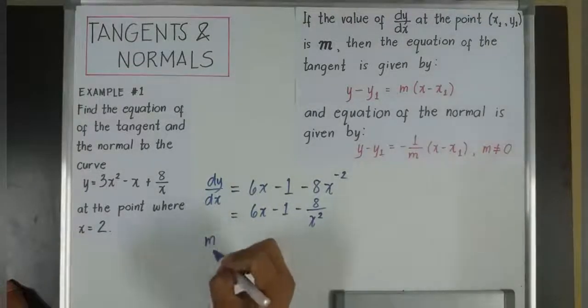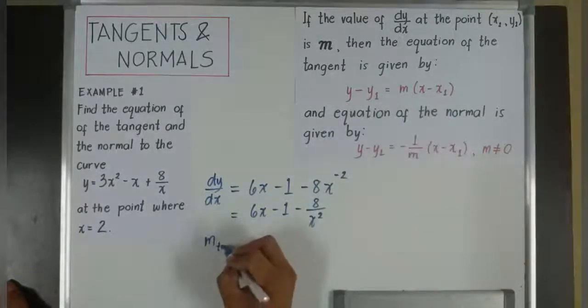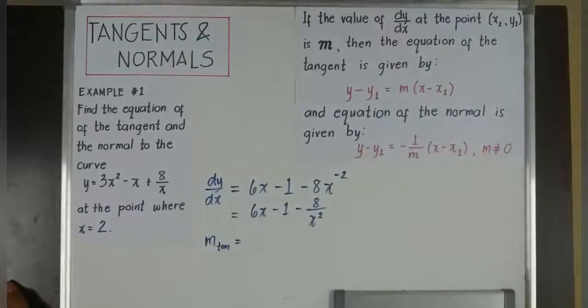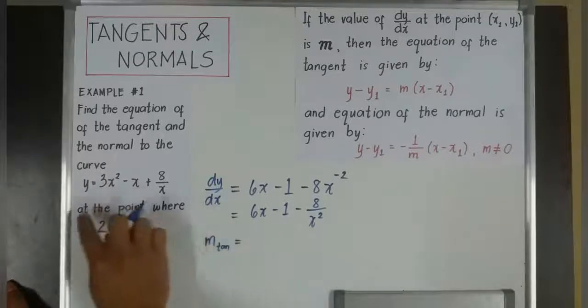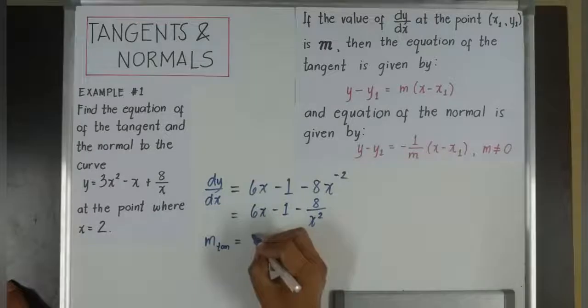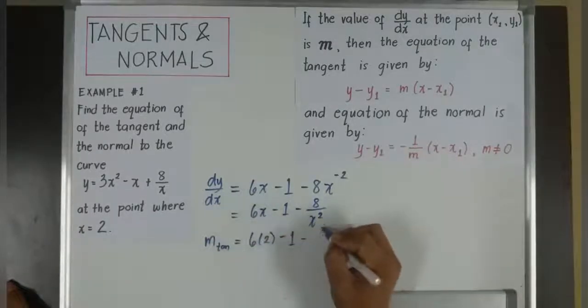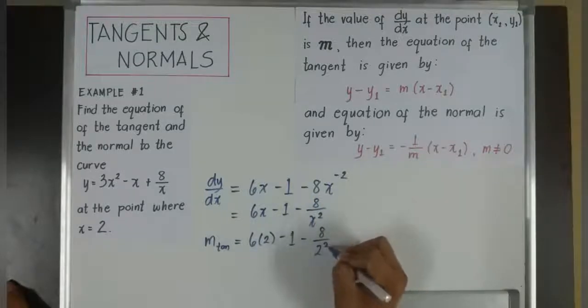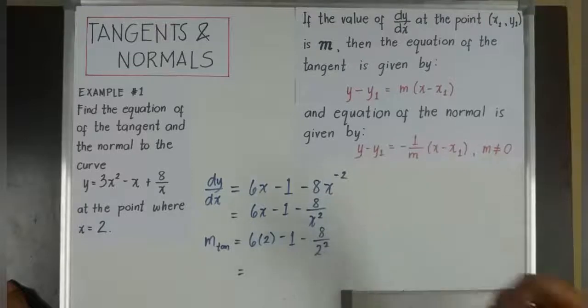Gradient: first you look for the m, and that m is the gradient of the tangent. The gradient of the tangent is found if you replace the value of x with the value of x at that certain point of tangency. So it will become 6 times 2 minus 1 minus 8 divided by 2 squared. 2 squared is 4, and 8 divided by 4 is 2.